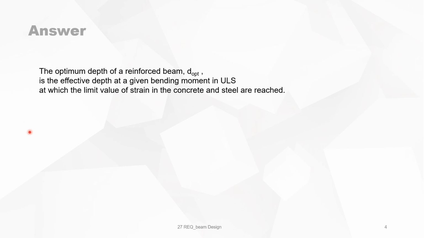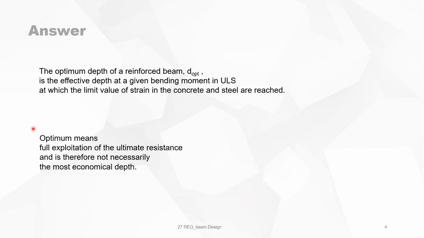Let's first start with the definition of optimum depth. What do you mean by optimum depth? The optimum depth of a reinforced beam is the effective depth at a given bending moment in the ultimate limit state, persistent situation, at which the limit values of strain in the concrete and steel are reached. So optimum means full exploitation of the ultimate resistance and is therefore not necessarily the most economical depth.